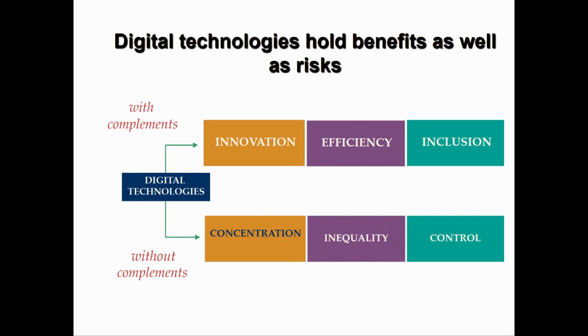With complements, meaning that we have the institutionality, the regulation, the governance behind, digital technologies could create innovation, could create efficiency, could create inclusion. But if we don't have the complements in place, it could create concentration, it could create inequality, and it could create problems of control and not inclusion. And that's what we need to avoid. That's why we need to move in parallel, and places like the World Bank have to be ready to do that.